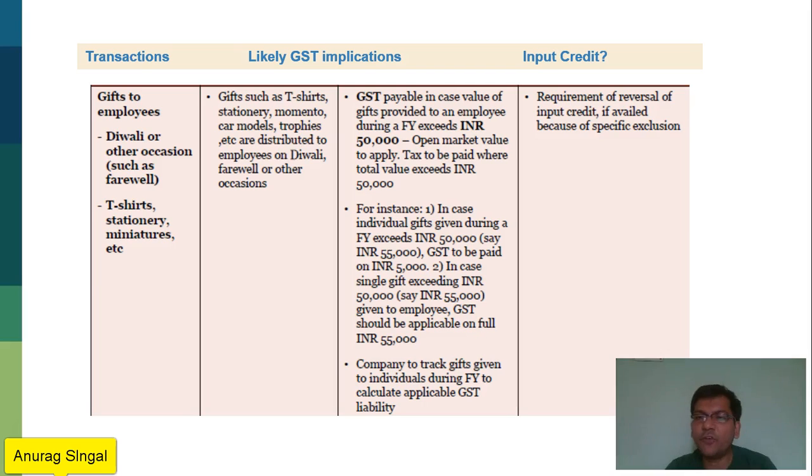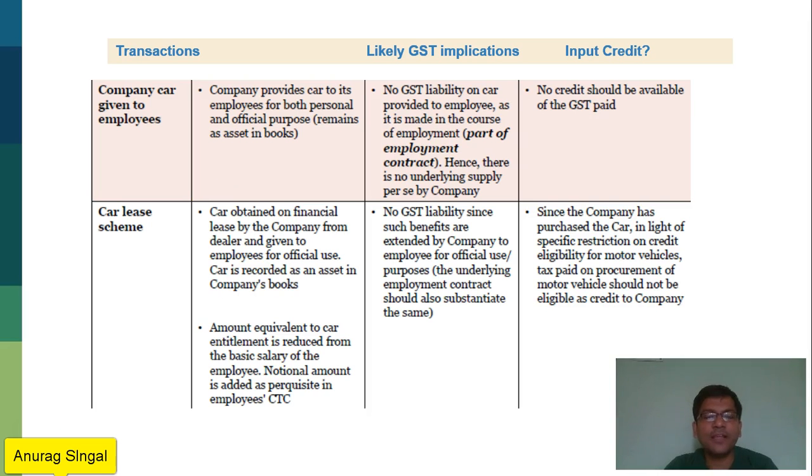So cross pen, if you have bought, you have taken a credit and then you have given it as a gift to the employee, then you have to reverse the credit which you have taken on that pen. In case a company is giving a car to the employee, both for personal and official purpose, but the asset remains capitalized in the books of the company, no GST liability because it's part of the employment contract. Therefore, no credit should be available also on the GST paid.